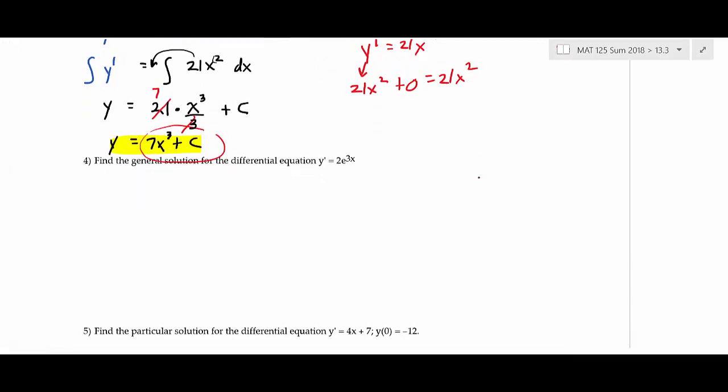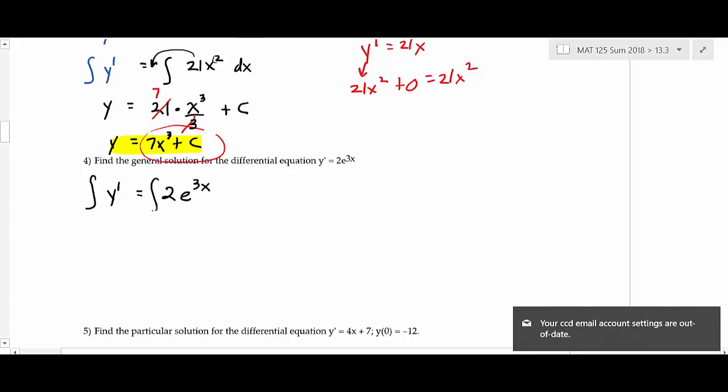All right, next one. What we're going to do is solve this first order differential equation. We have y prime is equal to 2e to the 3x. Okay, we're going to take the same approach. We're going to do the integral of both sides of this equation.